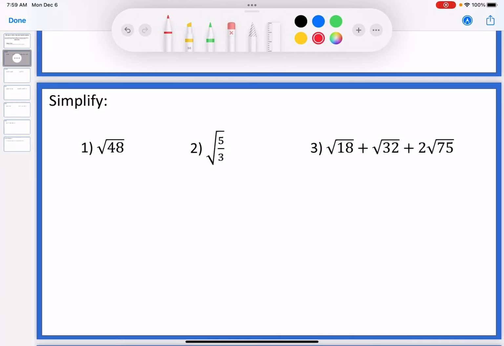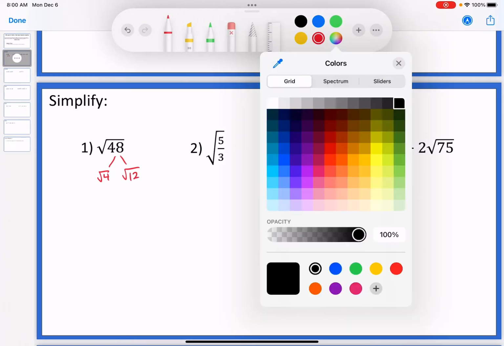So if you remember back to last year in algebra, we talked about looking for the perfect square factors, right? What things multiply together that would give 48? If one of those factors is a perfect square, I got to pull it outside of the radical, and I'm looking for the biggest perfect square that's in there, right? So we could say, okay, well, the square root of 48 is the square root of 4 times the square root of 12, right? 4 is a perfect square, so that would be good.